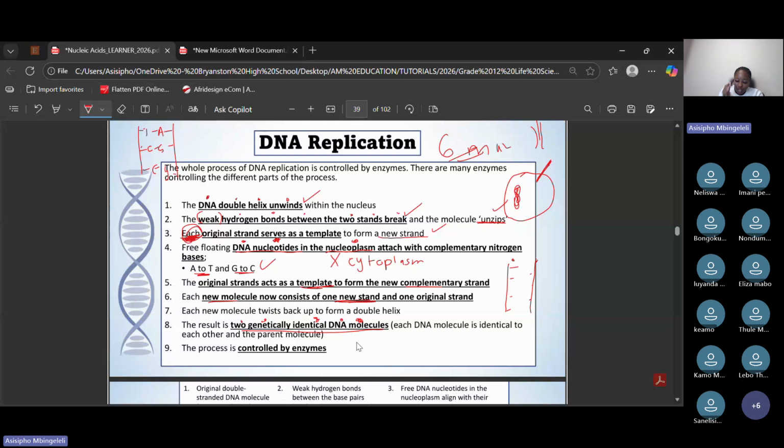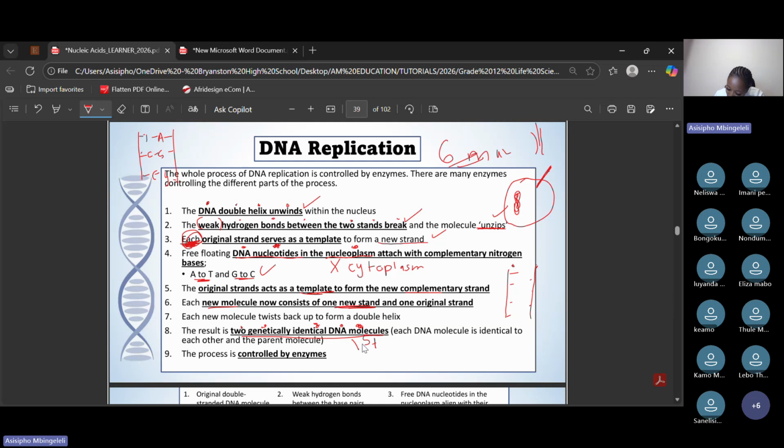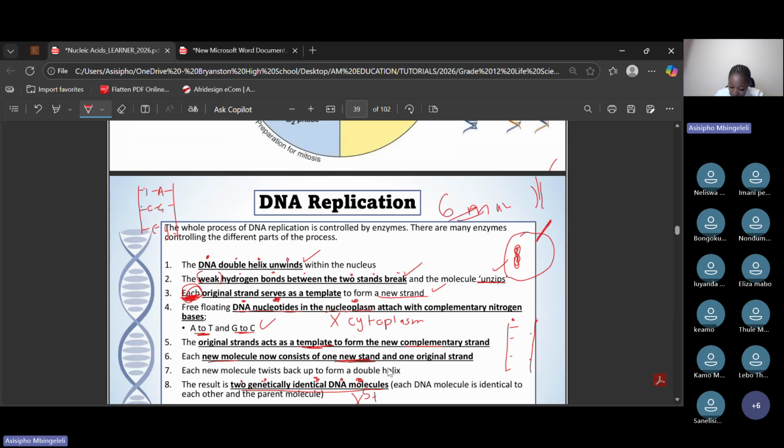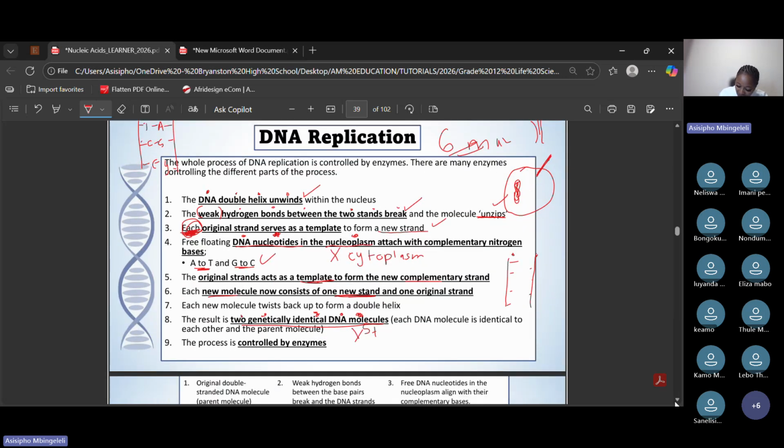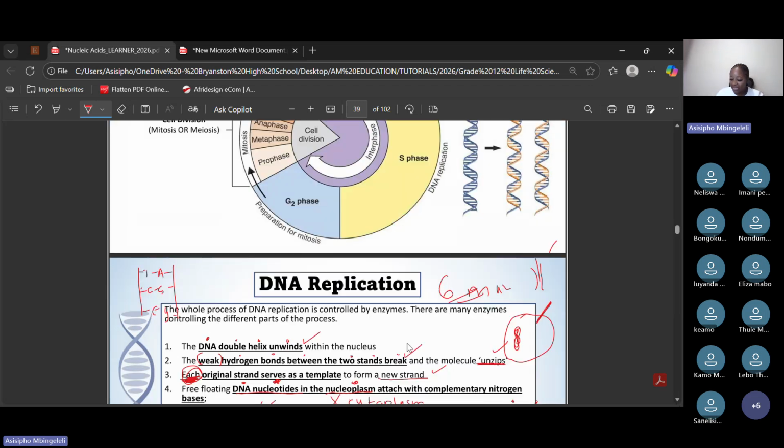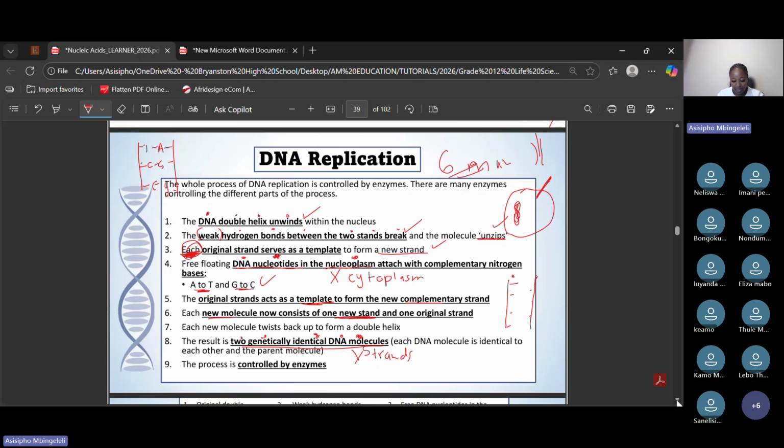Please make a note. You cannot write DNA strands. Write across there and write the word strands. You cannot write the word strands here. You cannot say there's two genetically identical strands. That is incorrect. That is very incorrect.